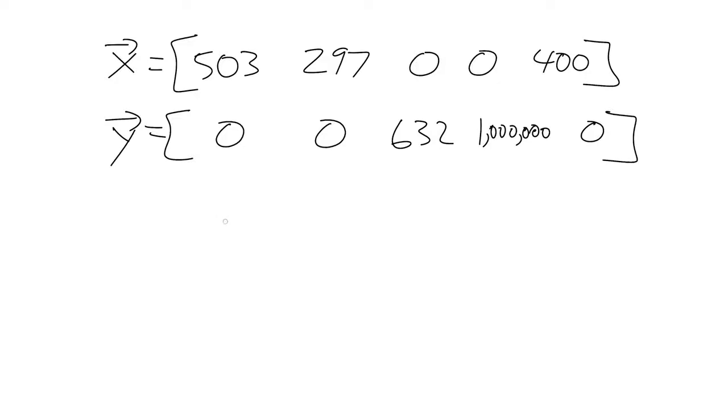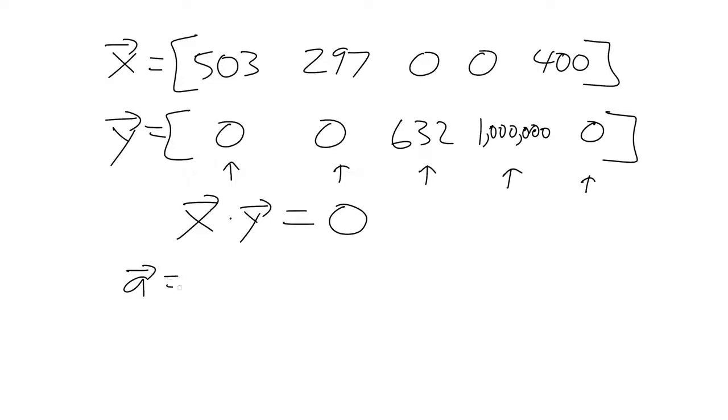So a moment's thought will tell you why I'm doing this. This sort of extreme example, you can probably see that's the case. This isn't a large dot product at all, even though there are a lot of huge elements in there. And that's because they're not big in the same places. Here we've got 503 times 0. Here we've got 297 times 0. Here we've got 0 times 632, etc. So the fact that there's a bunch of really large elements in there doesn't really give us a large dot product unless they're large in the same places.